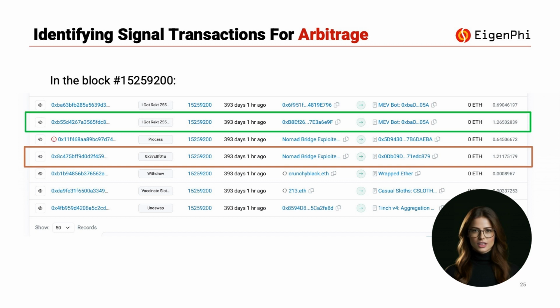However, an arbitrage may involve more than one signal transaction. A searcher could wait for multiple swap transactions in a favorable direction to create a larger price spread. We continue to upgrade our algorithm to accommodate more complexities.